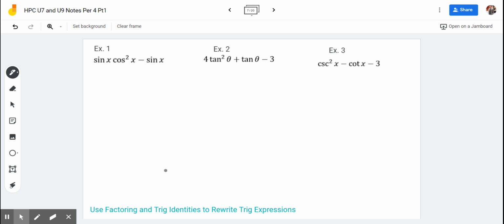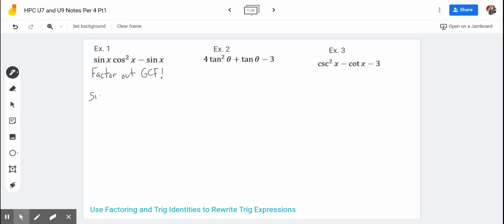Okay, guys, in this video, we're going to go over how to use factoring and trig identities to rewrite some of these trig expressions. So we're going to go over these three examples here. The first, sine x times cos squared x minus sine of x. Looking at this expression, you might be able to see that this is basically going to be a GCF factoring problem. And the GCF, for example one, is sine of x.